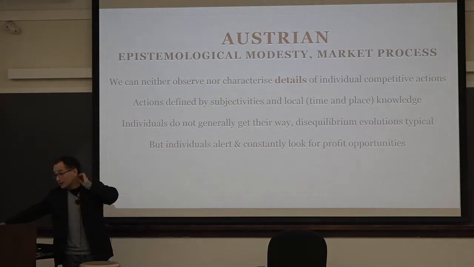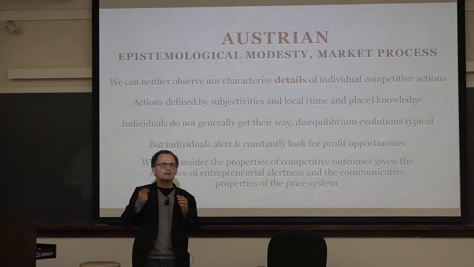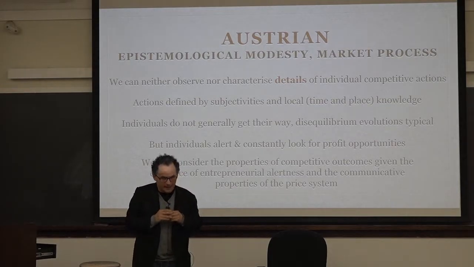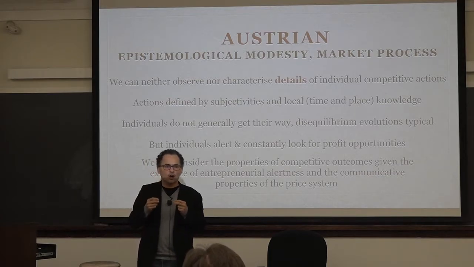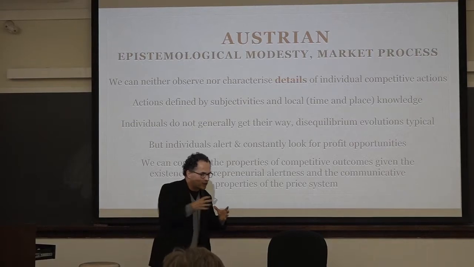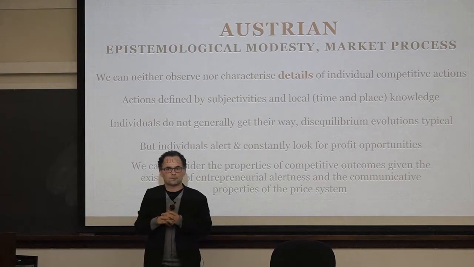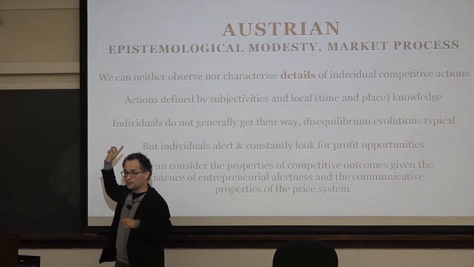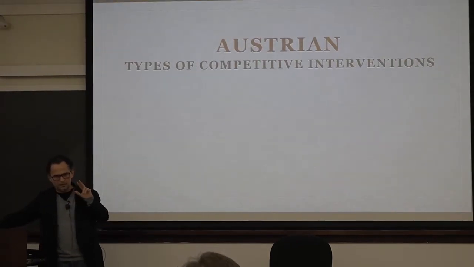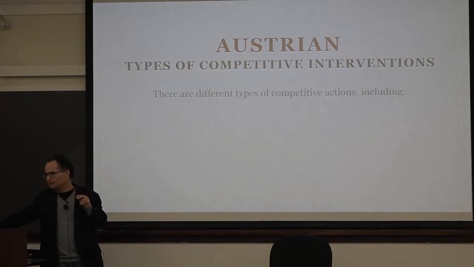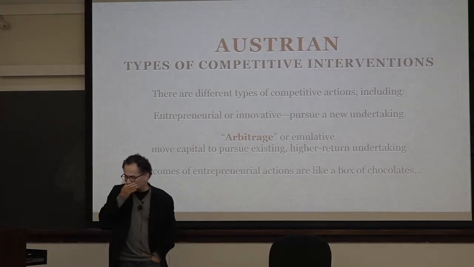Because individuals are alert and they're always looking for opportunities, which means that there is a kind of knowledge that we can obtain at the aggregate level that emerges spontaneously from the competitive operation of alert agents operating in a system where prices can convey information from one place to the other without people having to know everything. That is in the back of the story that the paper is telling. And it's doing this in a very specific way. Before I tell you what the specific way is, I need to point out that there's two different kinds of competitive actions that we can consider in the Austrian framework.